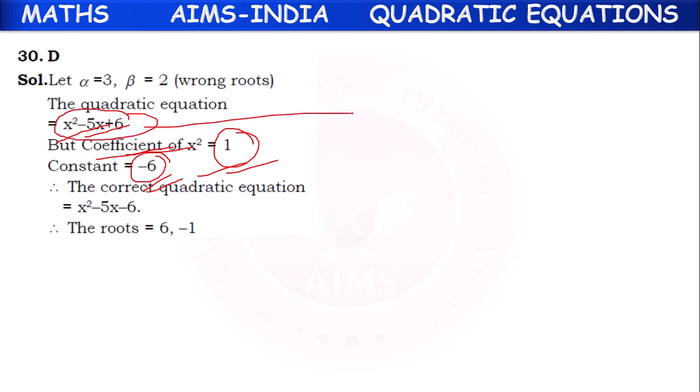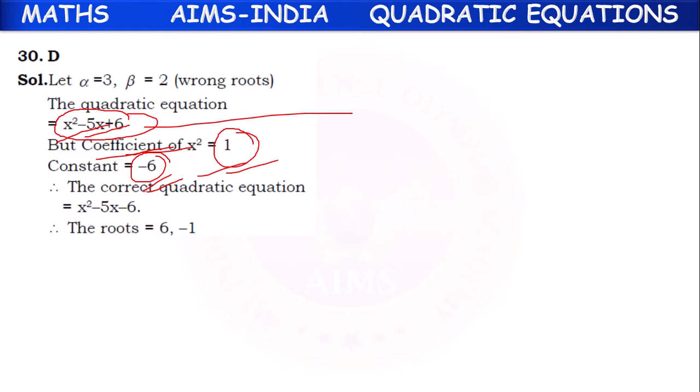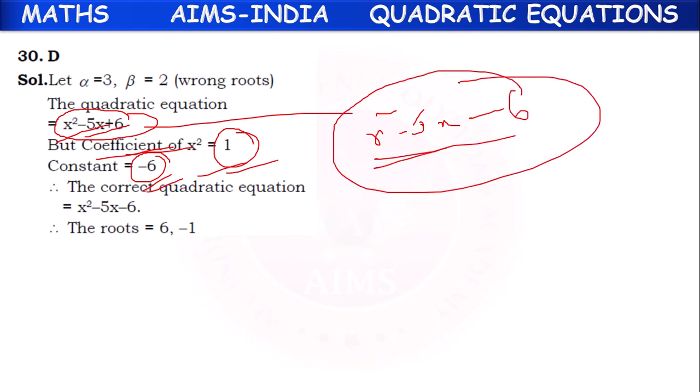Other students have taken the constant as minus 6 and the coefficient of x square as 1. So x square minus 5x, constant as minus 6. Others copied like this, but this student copied plus 6 instead of minus 6, and he has got roots 3 and 2. But the constant should be minus 6. So the correct quadratic equation should be x square minus 5x minus 6.